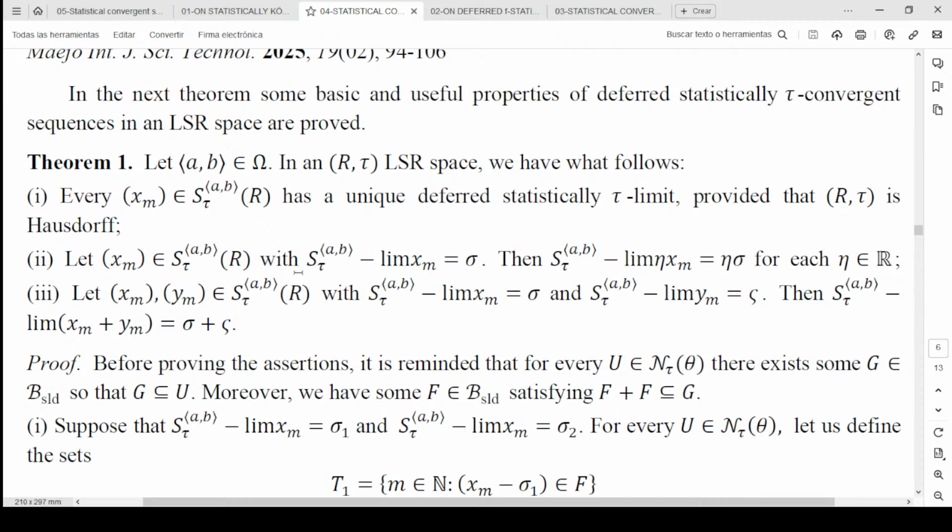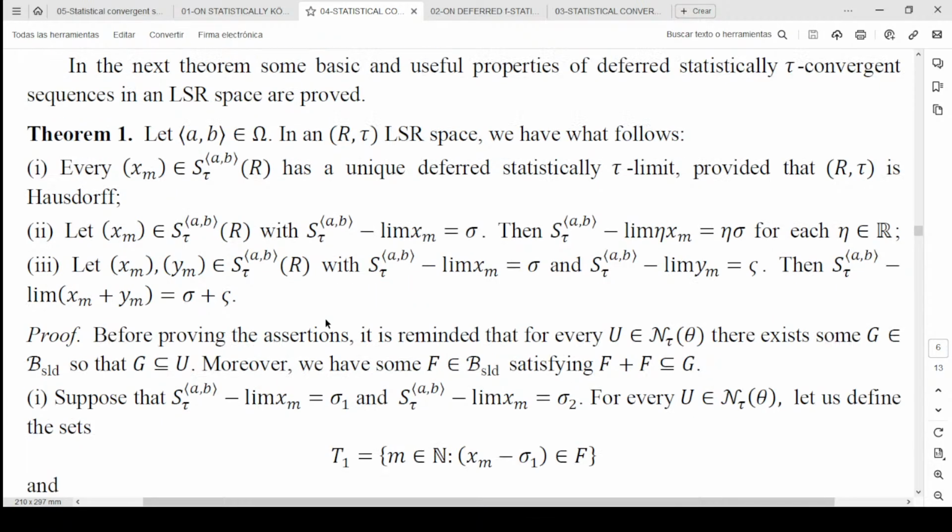And we see that if we have two deferred statistically tau convergent sequences and if we sum them or if we subtract them, then we see that the summation of these sequences is also deferred statistically tau convergent to the summation of their limits.